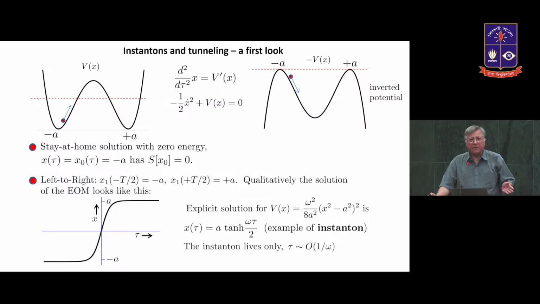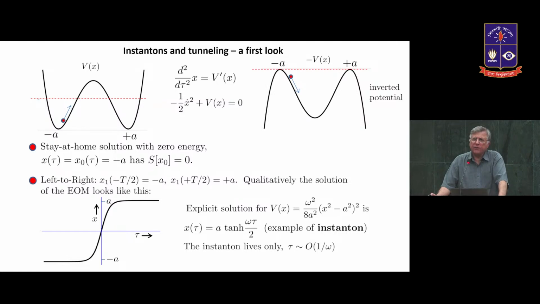So a long time back in the past, you are at minus a, and at a long time into the future, you are at plus a. So in effect, you are in two different vacua. This is actually a topological object. It goes from one vacuum to another. Now, if you have an explicit potential which is simple, which is like this, then you can just solve the differential equation, and it's just a tanh, the hyperbolic tan of omega tau over 2.